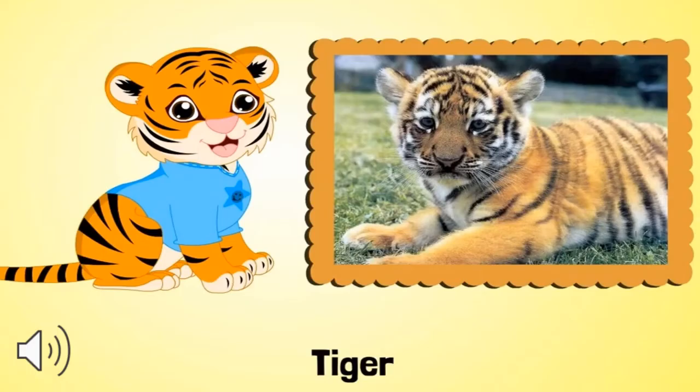Now, let's recall the words which we have seen in the story. So, let's start. Tiger. Tiger. Here is the picture of tiger. Tiger starts with letter T and the sound of T is tiger. Tiger.